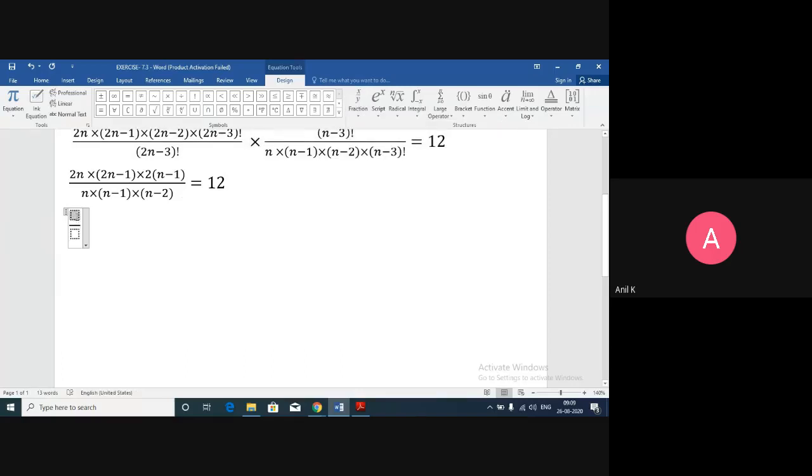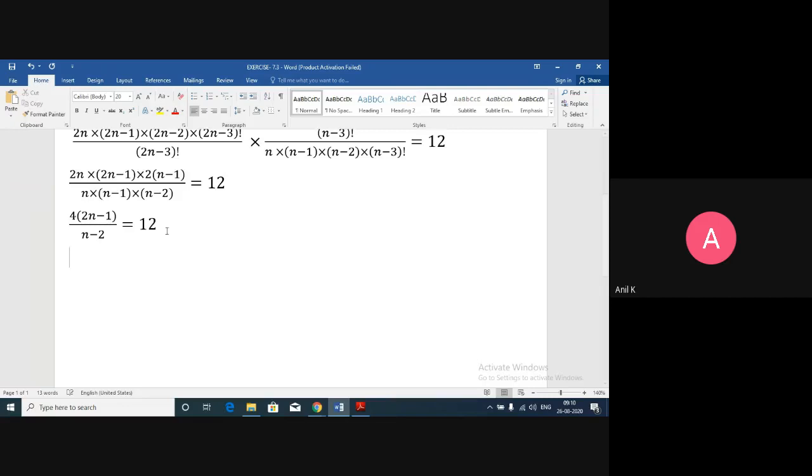We are left with 4. 4 is coming because initially you have 2, and here you have another 2, so 2 times 2 is 4, multiplied by 2n minus 1. And in the denominator you have n minus 2, which is equal to 12. Now I think you can simplify this. This 4 will get cancelled in 12 three times. So finally I am left with 2n minus 1 is equal to 3 times n minus 2.